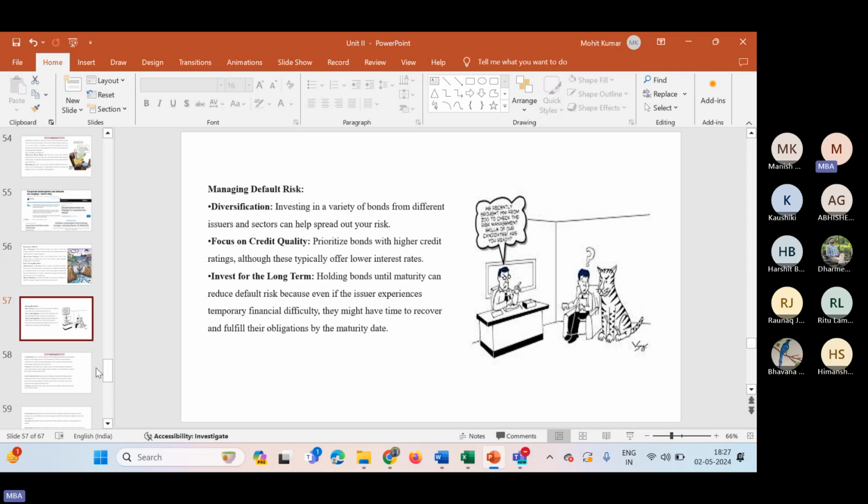Okay. Then you have to aim for the long term. If you are investing for the long term, in that situation, you will be safe. So for example, if you are holding a bond till its maturity, it can reduce default risk. Why? Because if the issuer experiences temporary financial difficulty, they might have time to recover and fulfill their obligation by the maturity date.